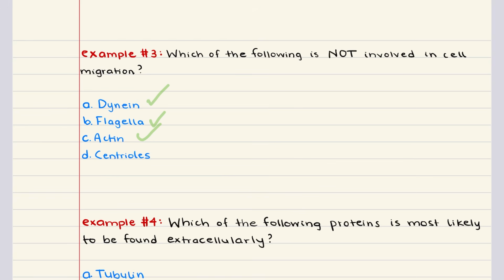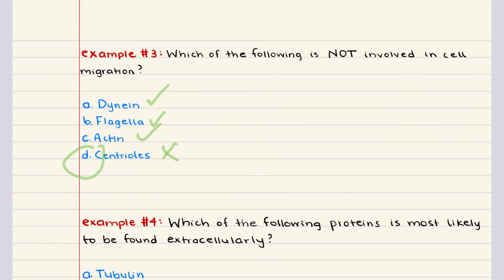Finally, D says centrioles. These are different. They're involved in cell division, not cell migration. They help organize microtubules during mitosis, and they form the spindle apparatus, but they don't directly contribute to cell movement. So the correct answer here is going to be D, because this is the only one that's not involved in cell migration.